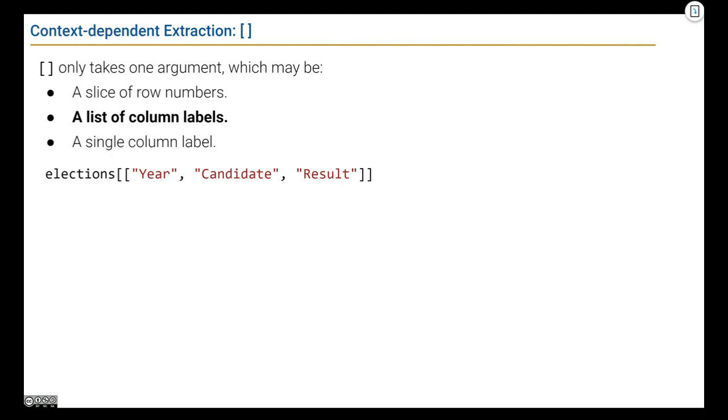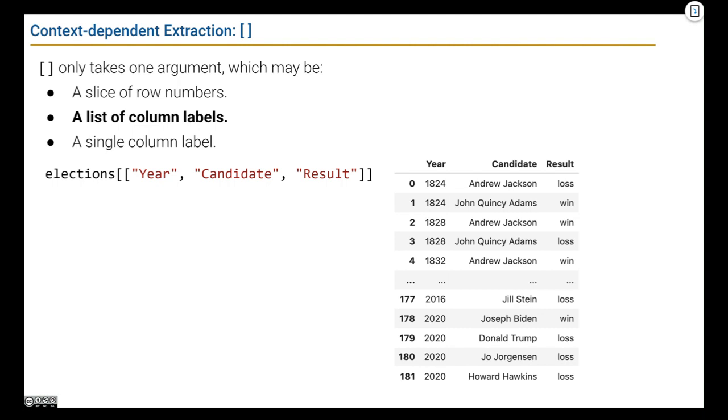Secondly, I can give it a list of column labels, and then it's going to return all rows and those columns. So this is going to be equivalent to doing elections.loc and then saying, okay, I want all rows, and then I just want these columns. So it's just shorthand. I won't write all 3 of them in there for the sake of time, but you can see the analogy.